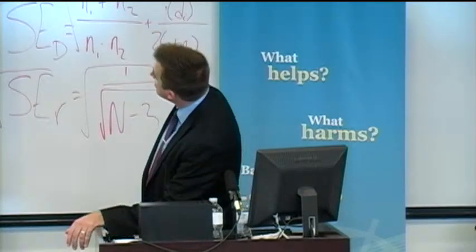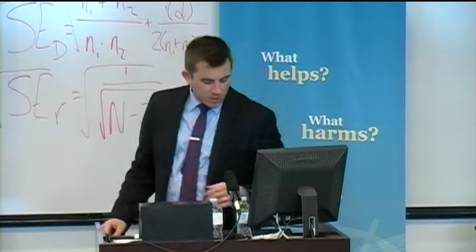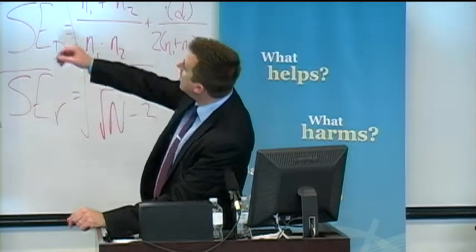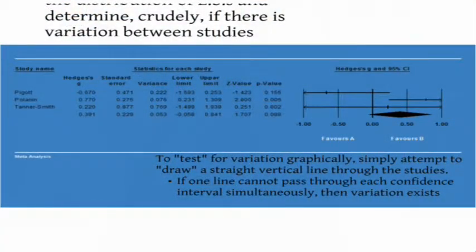Now in ours, it looks like... do I have a pointer? I don't have a pointer. In ours, it looks like we might be able to draw a straight line through the first and second study where those two confidence intervals end. It's hard to tell. But at the very least, we're going to say we're very close to having a heterogeneous set of effect sizes. Okay? So that's why we can't just do this visually.